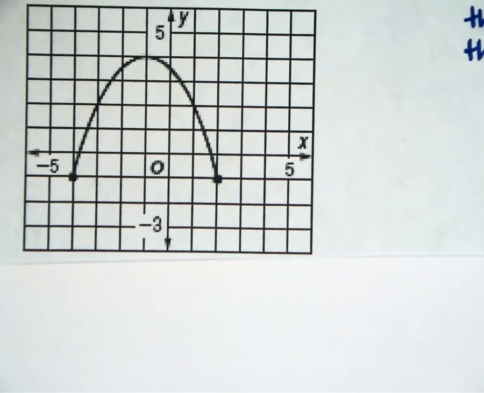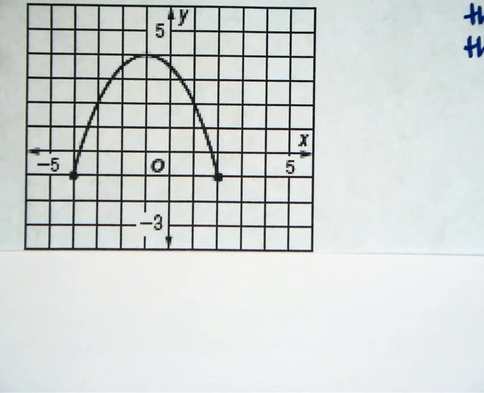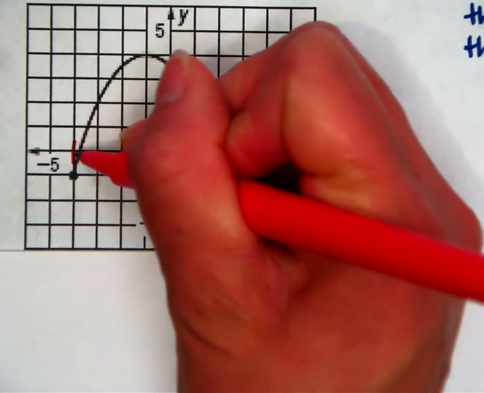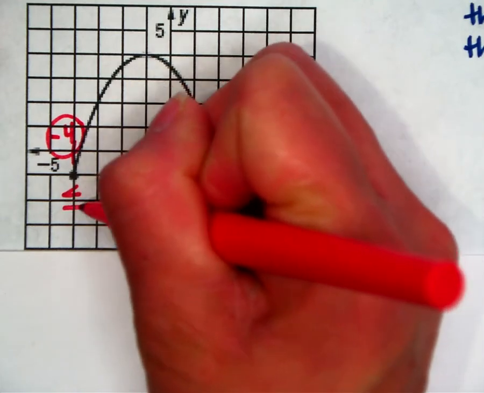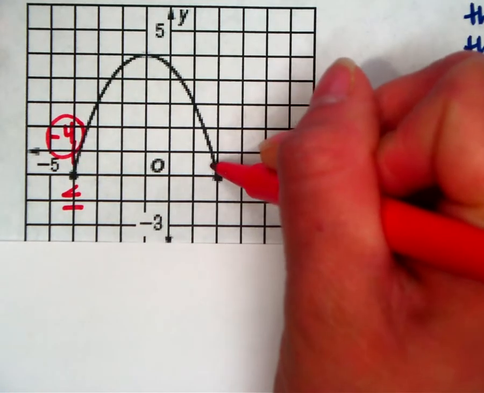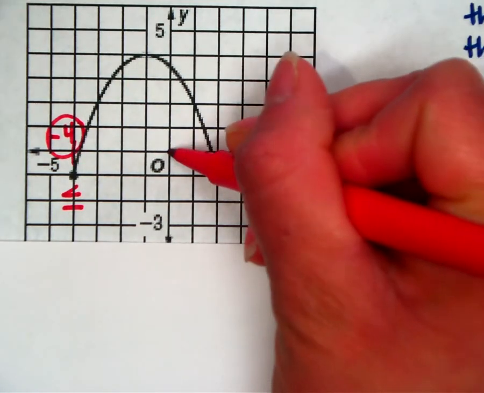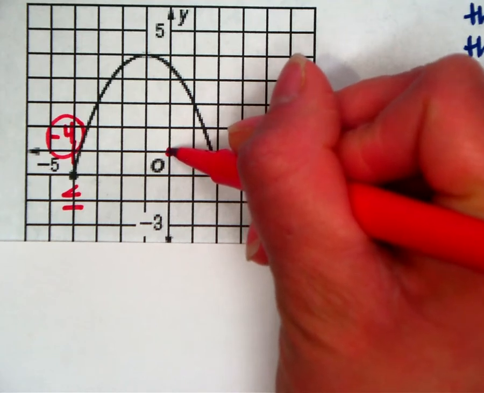Here we have a parabola, and since there are no arrows at the end of my graph, I cannot say the domain is all real numbers. So I need to look from the left side of my graph, which begins at negative 4. It's a closed circle, all the way to the right side. This is a little difficult to tell, but this is the origin at 0.